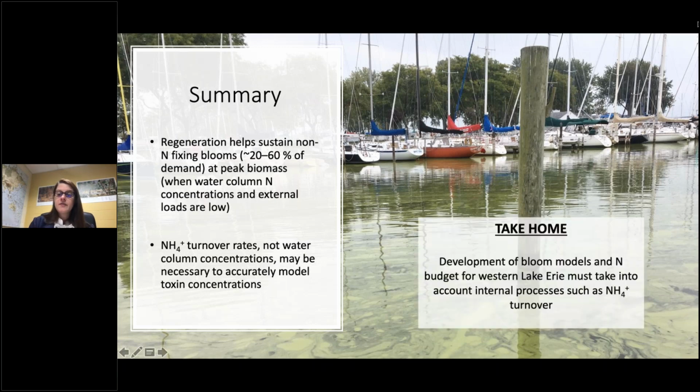And so our take home then is that we're suggesting that development of bloom models and/or a nitrogen budget for Western Lake Erie must account for internal resupply processes such as ammonium turnover.